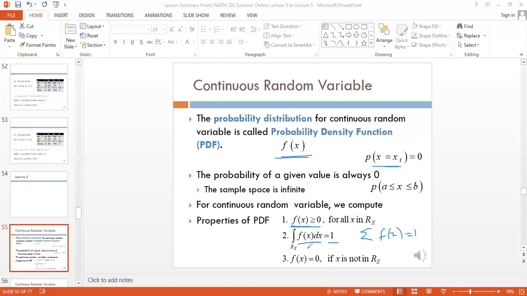Then if the probability of the process is equal to 0, it means that f of x is not in the domain of x, or in Rx. Very good.